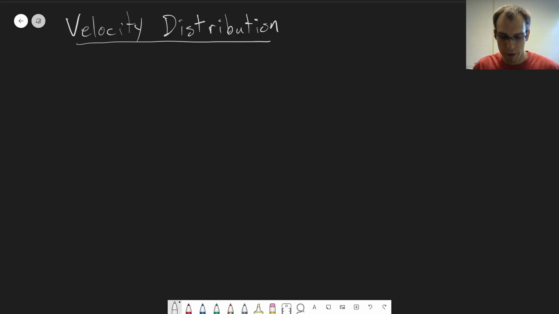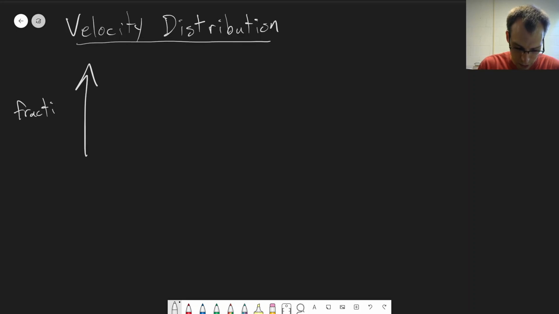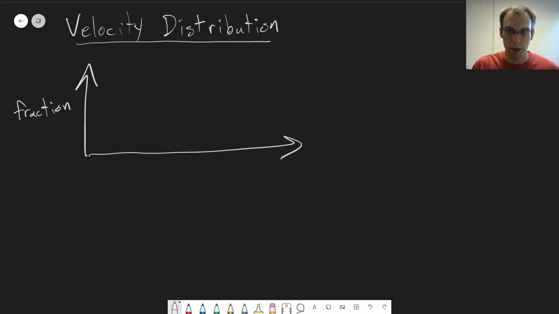And so the way we often think about this or plot it is, we have, say, on our y-axis a fraction or a population. And then the x-axis would be, we'll talk about velocities and speeds. We'll start with the velocity distribution, right? So this would be for a particular dimension. Say this is along the x-axis.